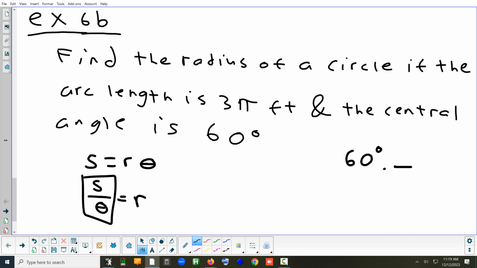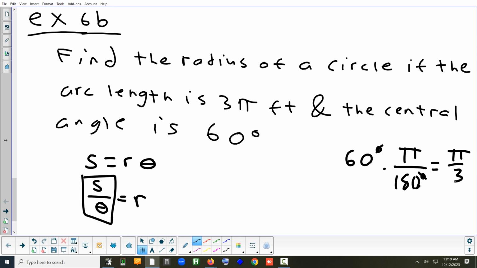So 60 degrees. What do we multiply by to change to radians? Pi over 180. Yep. Degrees is going to cancel. And what does 60 pi over 180 reduce to? 1 pi over 3. So just pi over 3. Yep. That's going to be 1 pi over 3. That's what you plug in for theta.